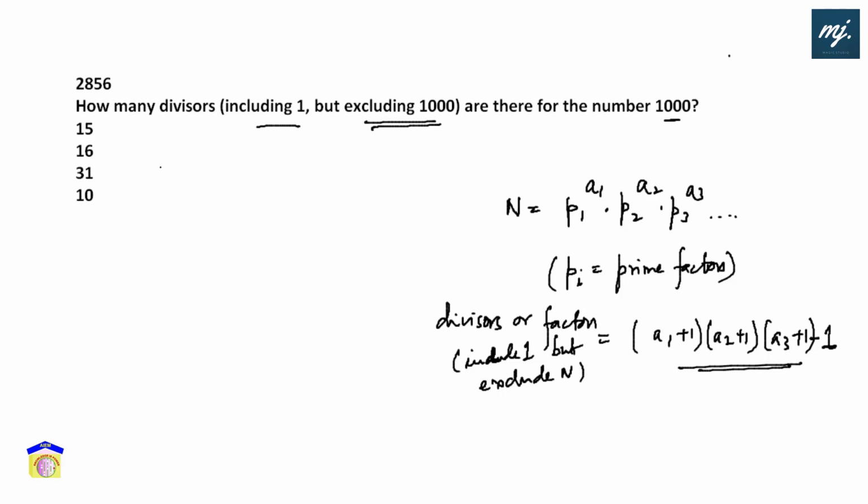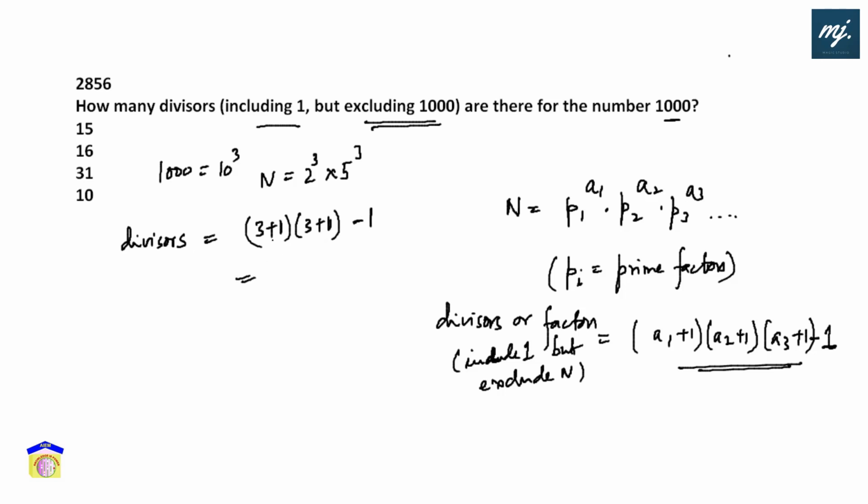So here 1000, how can we write 1000? 1000 is 10 cube, that means n equals 2 cube into 5 cube. That means the number of divisors including 1 but excluding 1000 is given by 3 plus 1 into 3 plus 1 minus 1. 4 into 4, 16 minus 1. We will have 15 such divisors of the number 1000. Option A fits in.